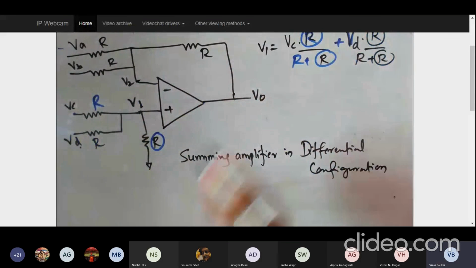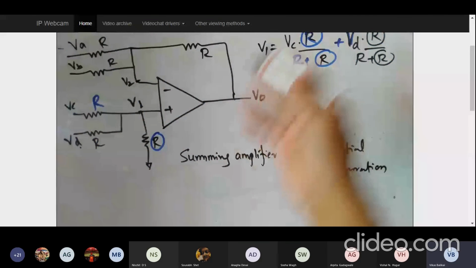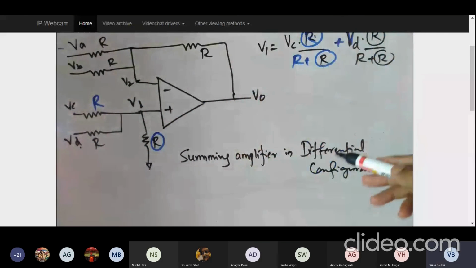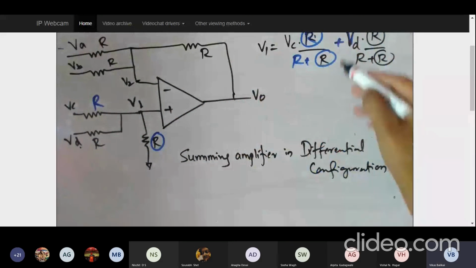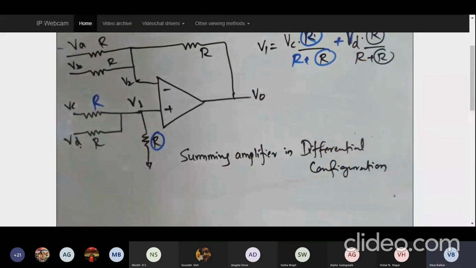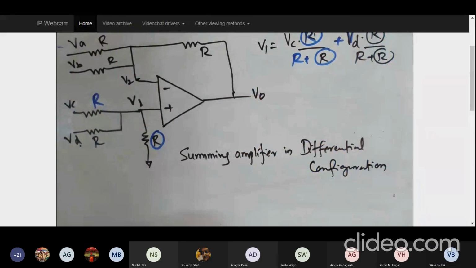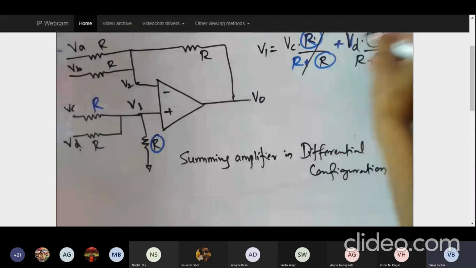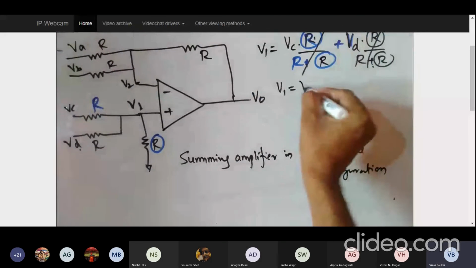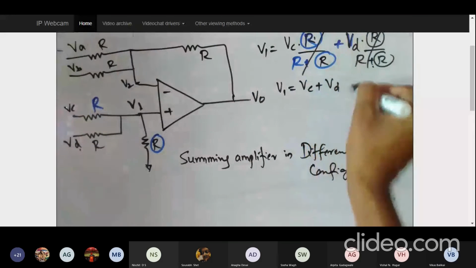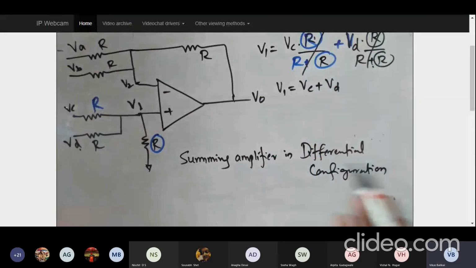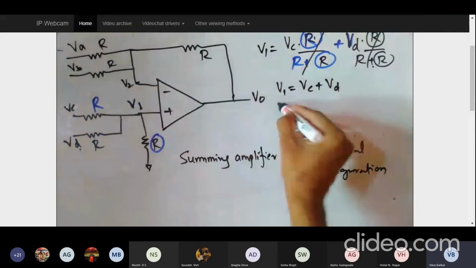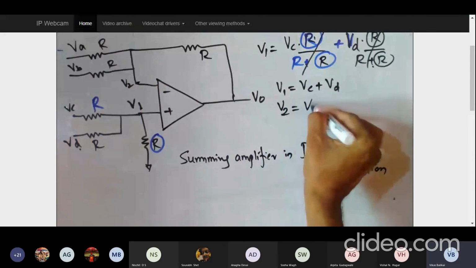So if I do this, this entire thing will come, and then finally I'll ensure that this numerator part of the resistance and the denominator part of the resistance are equal, and I'll try to cancel out the terms. So that will give me V1 is equal to VC plus VD, and if I do the same process over here, definitely I am going to get V2 equal to VA plus VB.